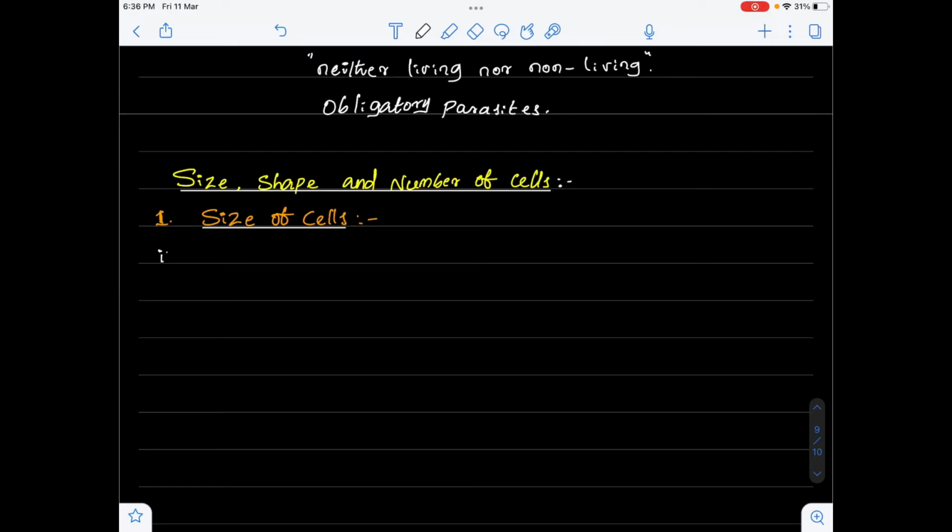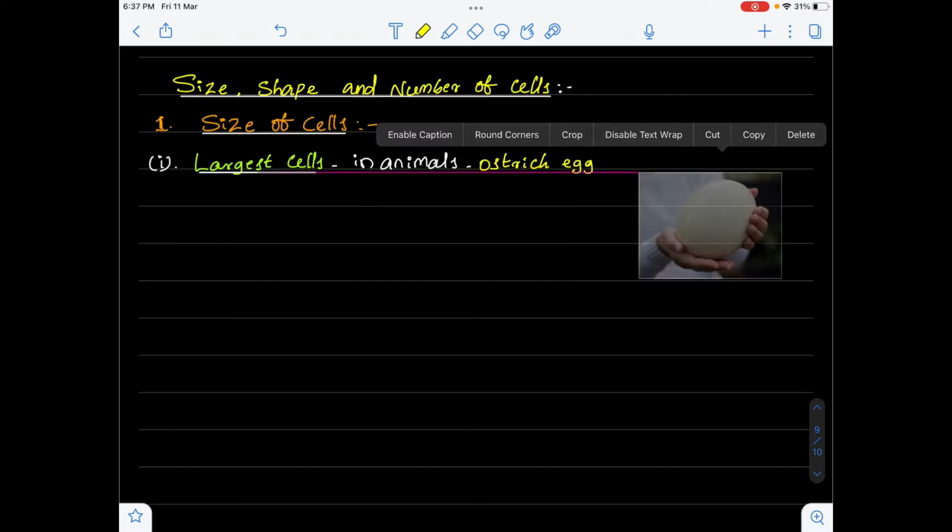Now let me write the first one, largest cells. In animals, the largest cell is the ostrich egg, which is about 15 centimeters. Look at this.